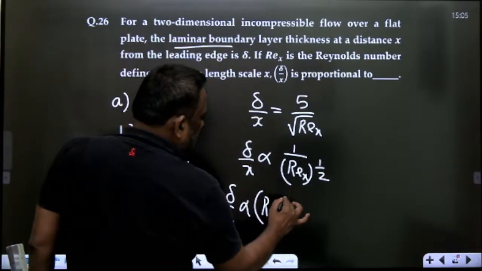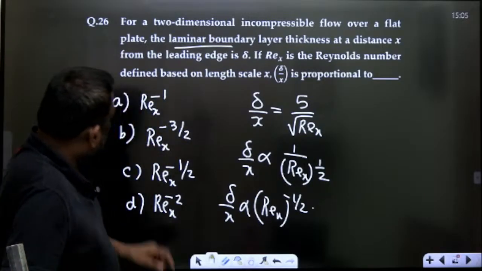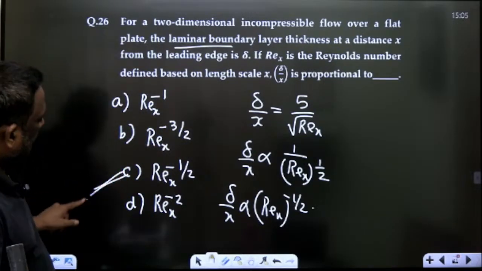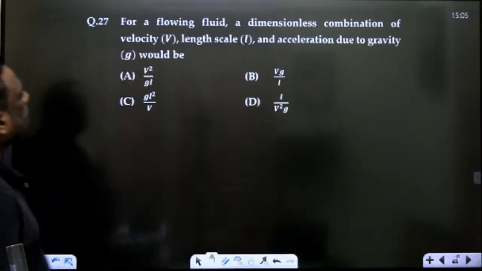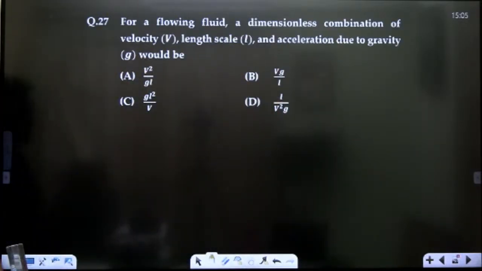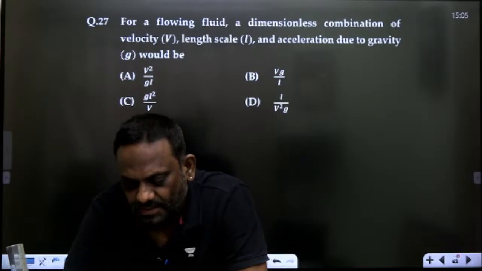So can I write this as -1/2? Yes, I think option C is the right one. Okay, sir? Very good, sir. Let's go next. Come on, come on, come on. Give this one, sir.